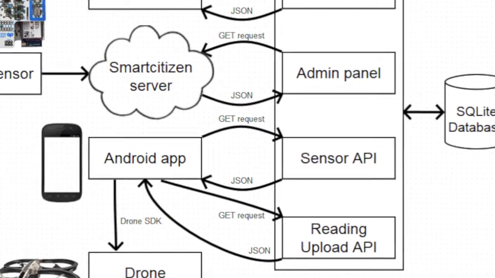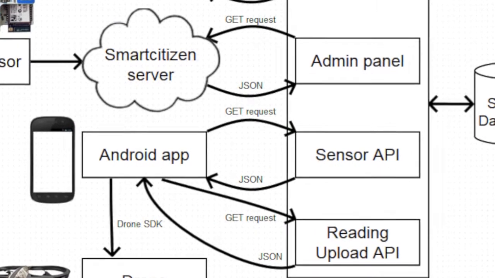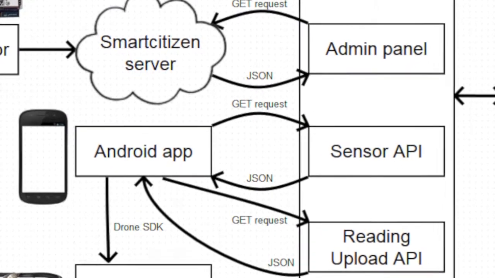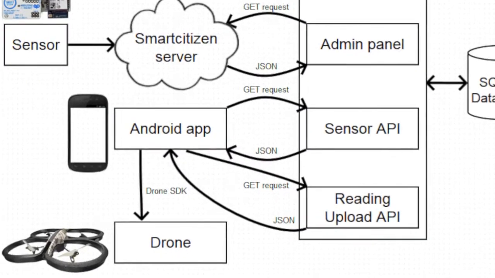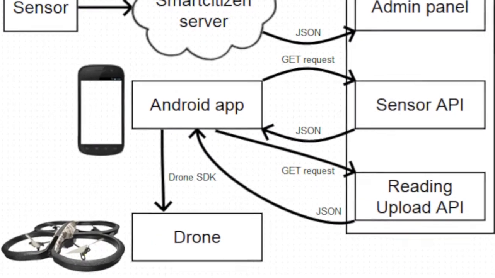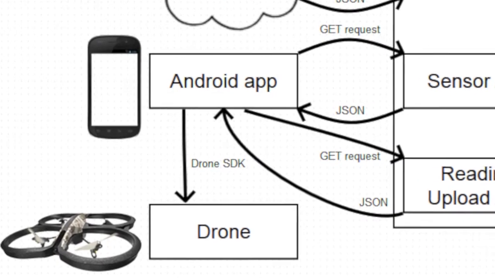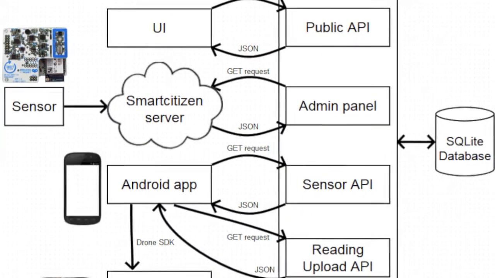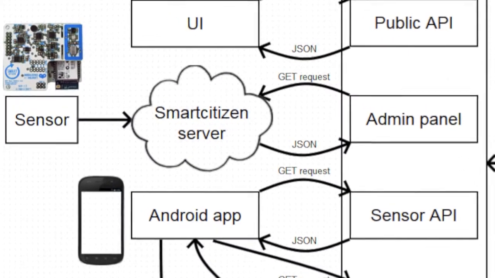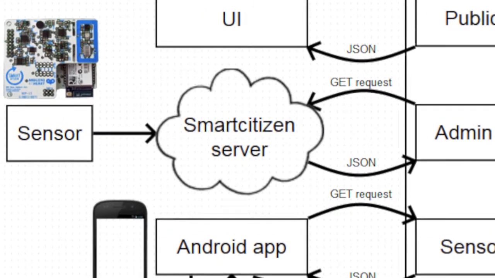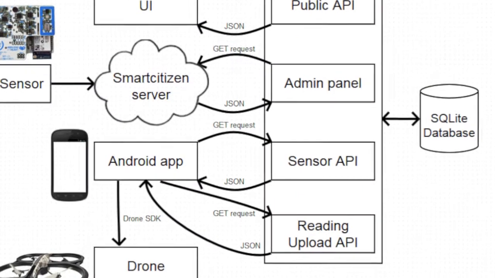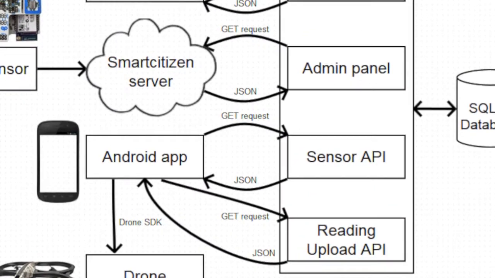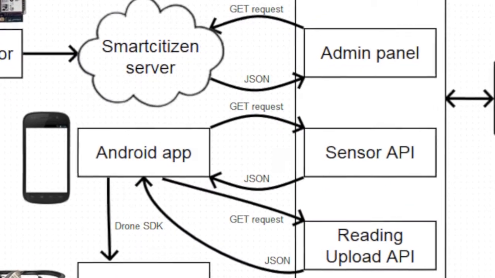First, the Android application retrieves sensor IDs and names in the JSON format by sending a GET request to the sensor API. Drone SDK is used within the Android application to communicate with the drone. During the data collection, Smart Citizen Kit is sending measured data to the Smart Citizen Kit server through the Wi-Fi connection. After the data is collected, the Android application uploads the GPS location readings to the server via GET request.